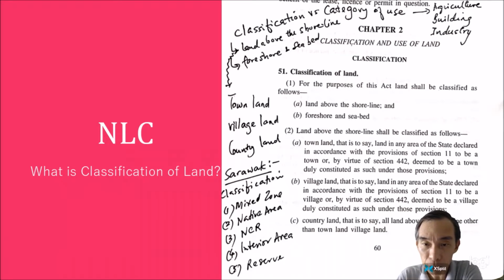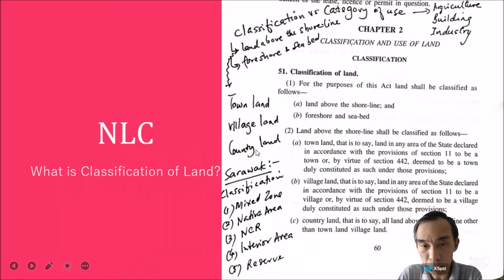But anyway, just a simple way of understanding: classification under the land code is in fact more location dependent, depending on where the land is situated. Town means an area nearby the busy central business district. Village land is in between. Country land means the outskirts, mainly very kampong areas. Here for the Sarawak classification, you can see I have written: mixed zone, native area land, native customary right land, interior area land, and reserves. And in Sarawak, it is called town land, but instead of village land it is called suburban land, and also country land.